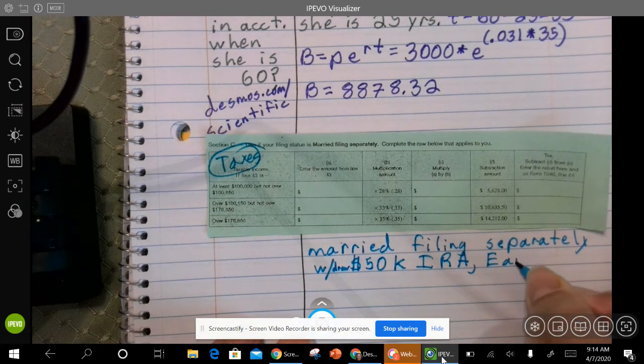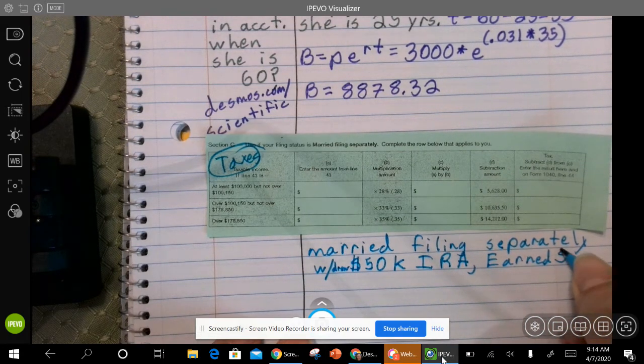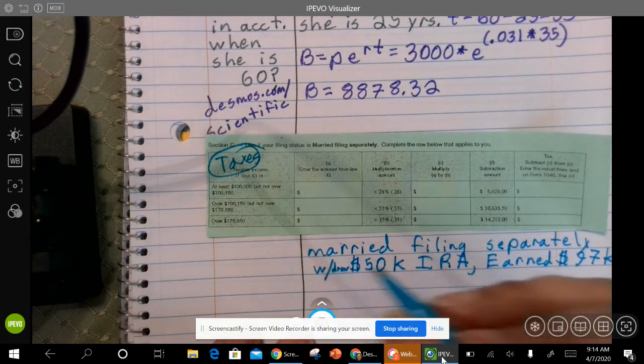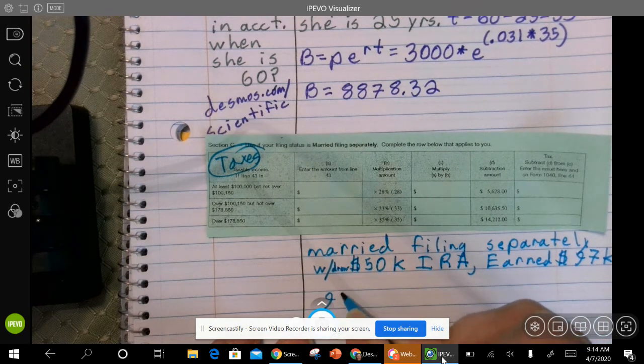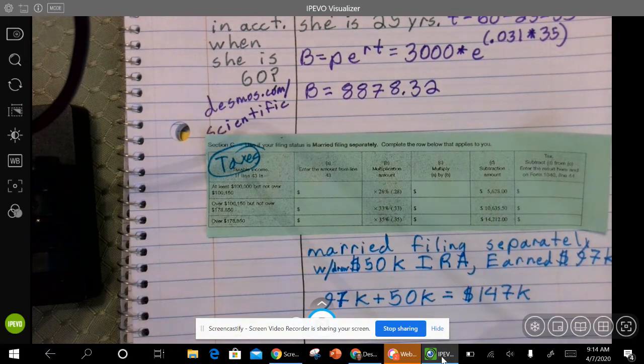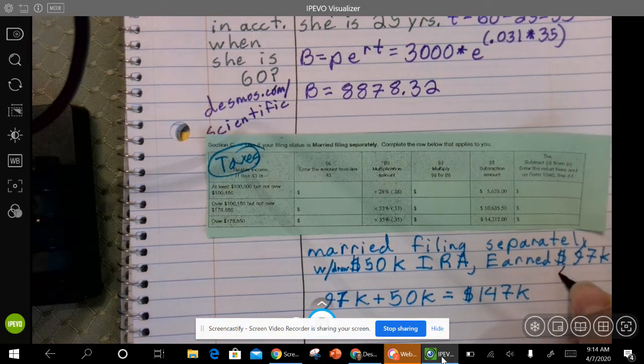You earned $97,000. So 97,000, because they are going to include that in your income, plus the 50,000 is 147,000. Just so you know, before, with just the 97,000, your taxes were 21,539.